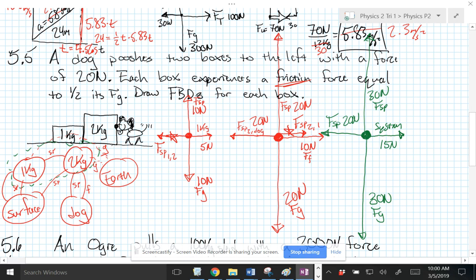I know all these arrows. If I go 30 up, 20 over, 30 down, and 15 to the right, that's going to leave me with an FU of 5 newtons.